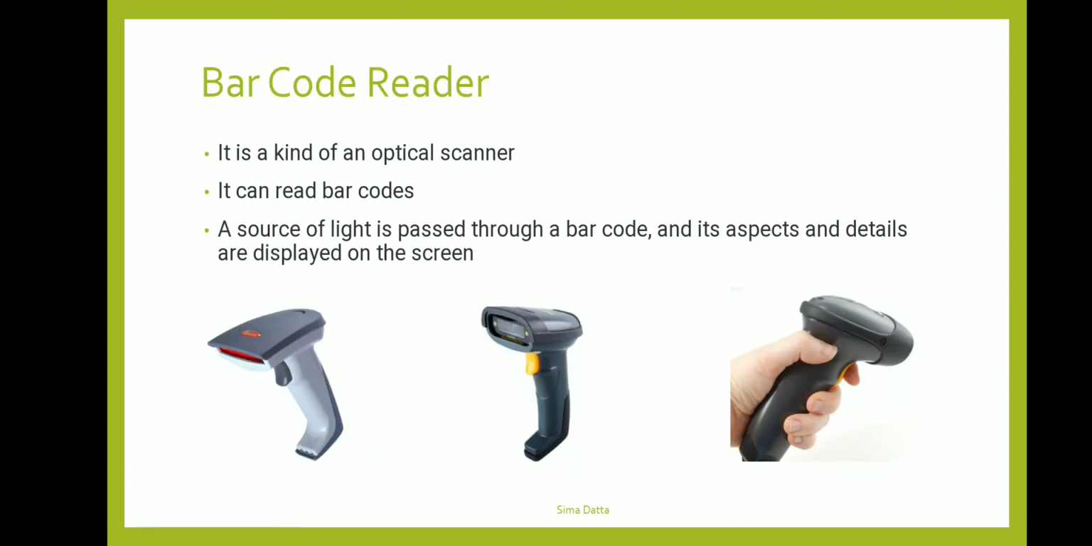Next one is barcode reader. It is also an input device and it is a kind of optical scanner. It can read barcodes. I think you have seen these devices in malls like Big Bazaar, Bazaar Kolkata, any type of malls, they use this barcode reader. Every product has some barcode on its envelope or packet. This device can read that barcode and it can display all the details which the product has. A source of light is passed through a barcode and its aspects and details are displayed on the screen.